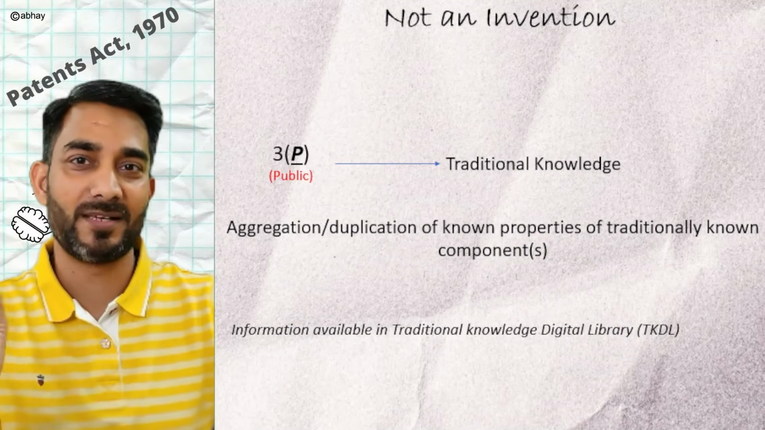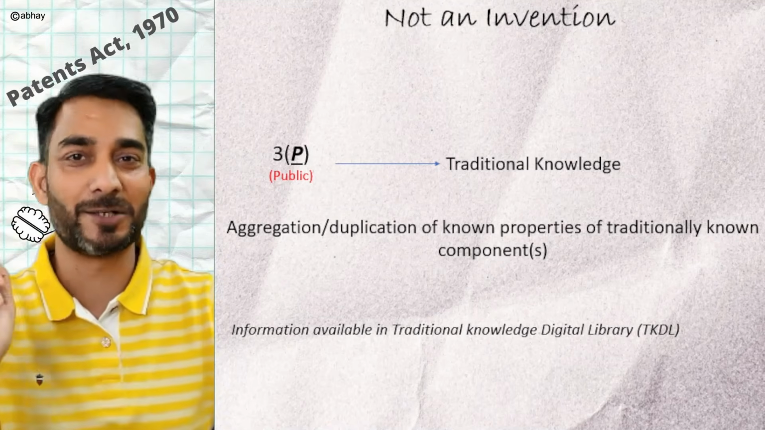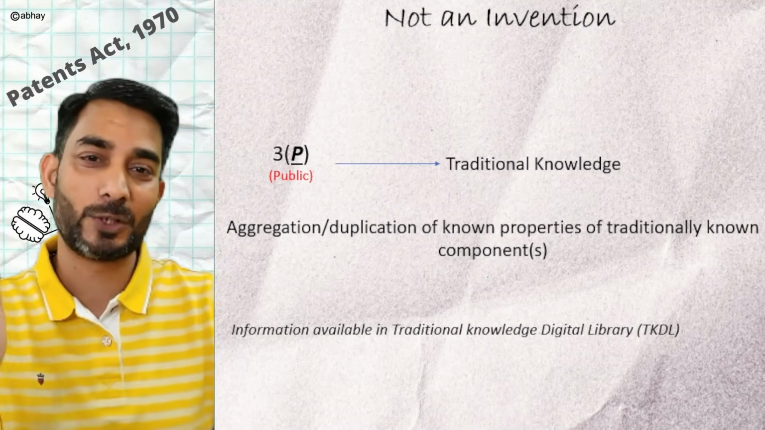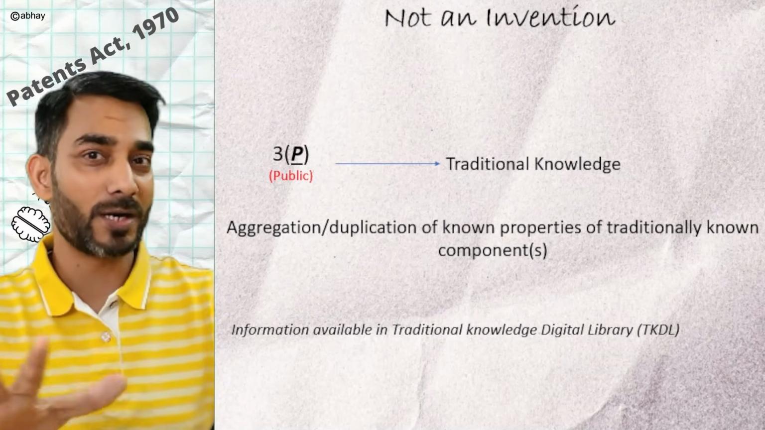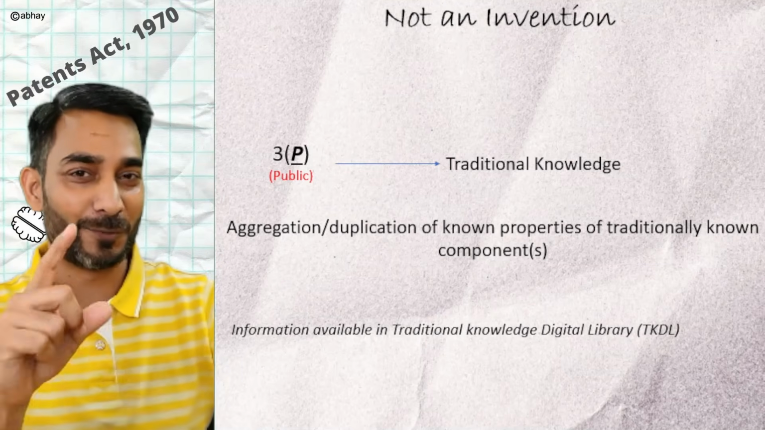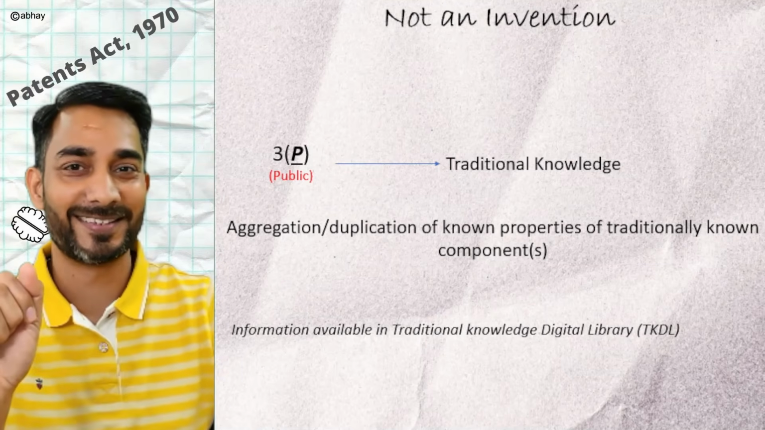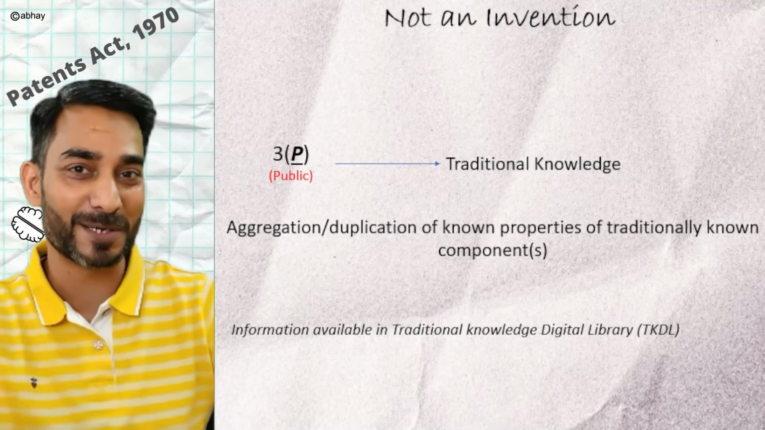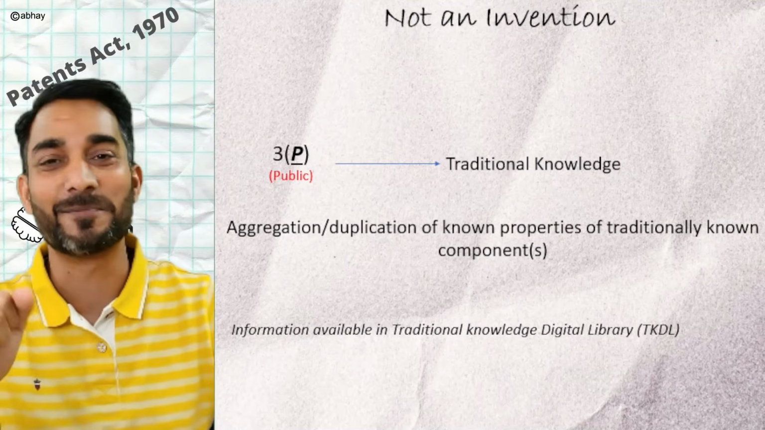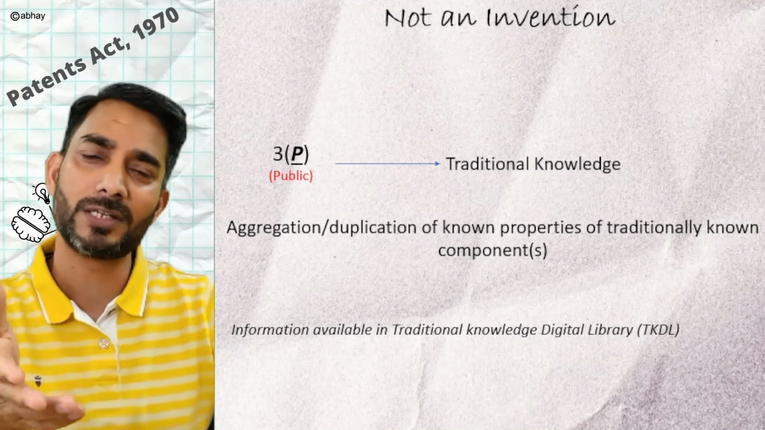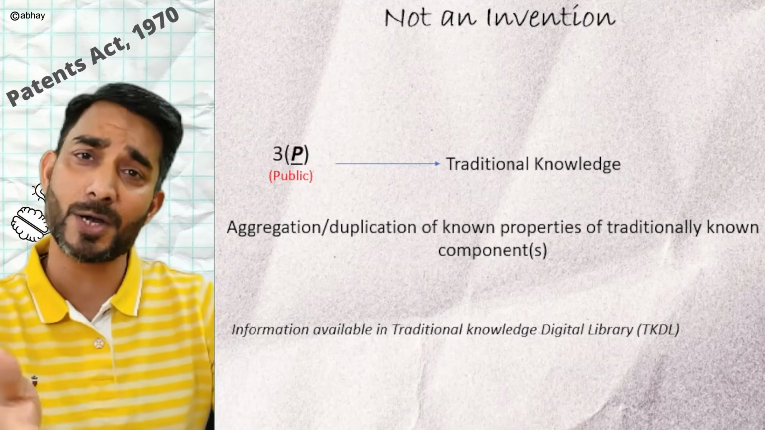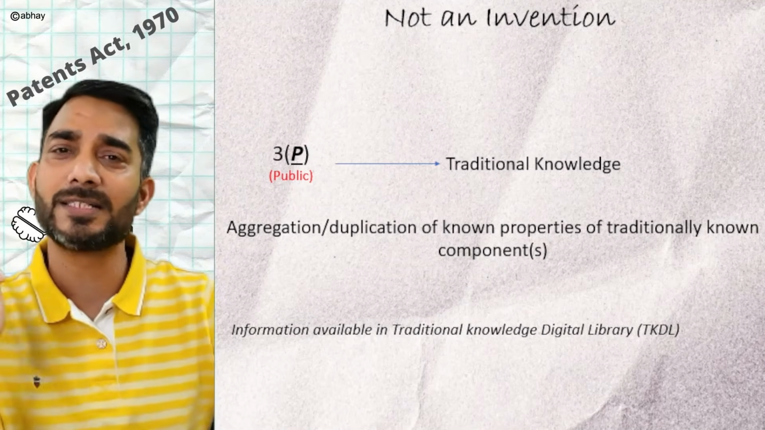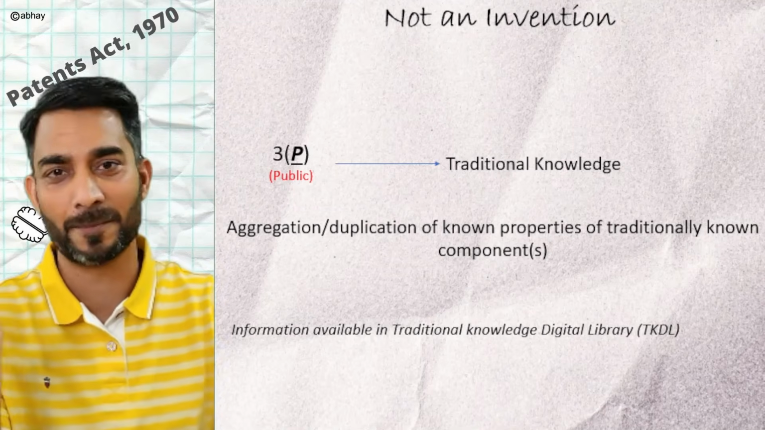Finally, P for public, traditional knowledge. So aggregation, duplication of known properties of traditionally known components are not eligible subject matters. I know what example is coming to your mind right now. Turmeric, the healing properties of turmeric. Yes, that's a good example. Think of it, this will not even meet the requirement of the definition of new invention. It is already part of the public domain. How can it be considered as an invention, isn't it?